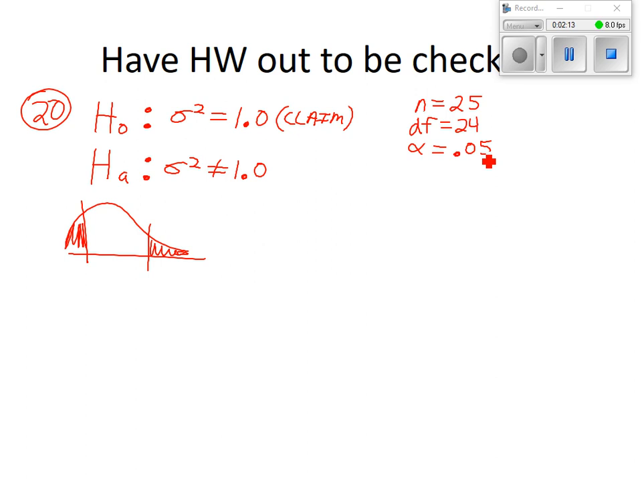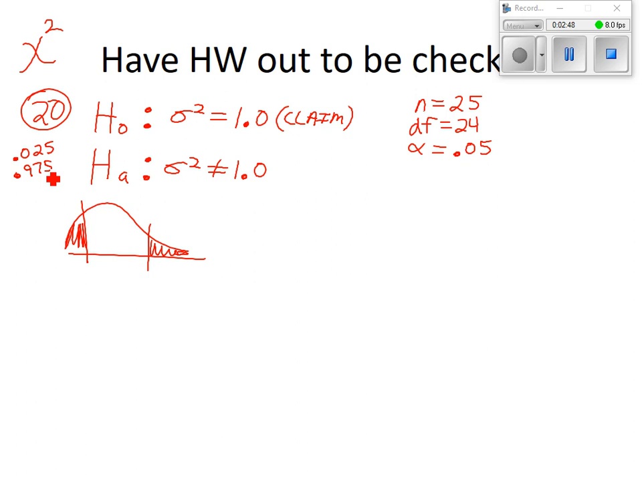On your chart, look it up for me. Remember you're on the chi-squared chart. For this one, remember we have to look up two of them, right? What do we do with the 0.05 first? Divide it by 2. So 0.025 and 0.975, and we look up this number with the df and then this number with the df.